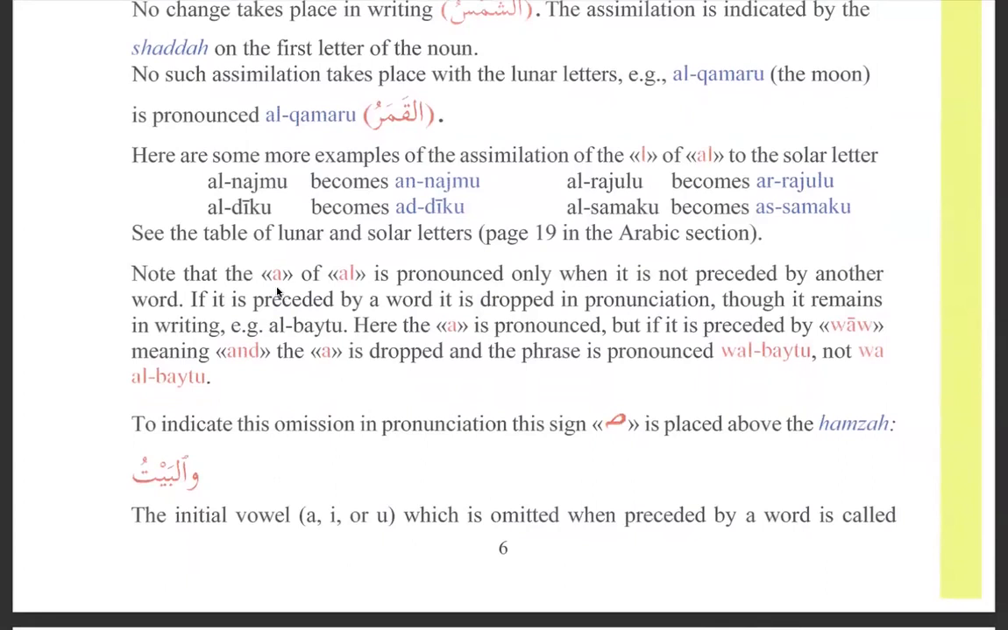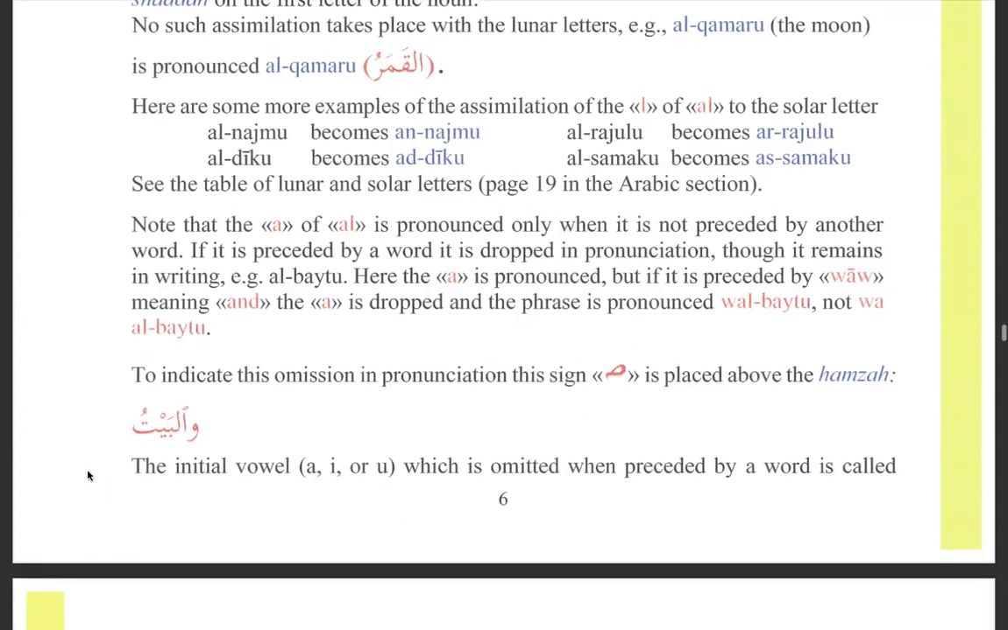Note that the A of al is pronounced only when it is not preceded by another word. If it is preceded by a word, it is dropped in pronunciation, though it remains in writing: al-baytu. Here, the A is pronounced, but if it is preceded by a wow, meaning and, the A is dropped and the phrase is pronounced wal baytu, not wa al baytu. So he gives a good example here. To indicate this omission in pronunciation, this sign right here is placed above the hamza.